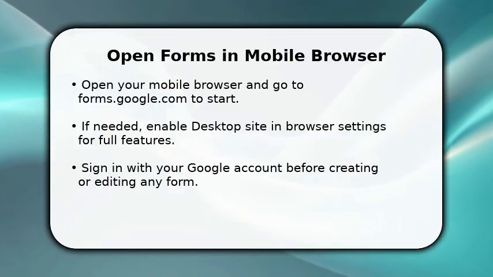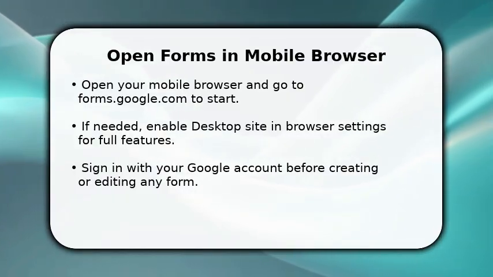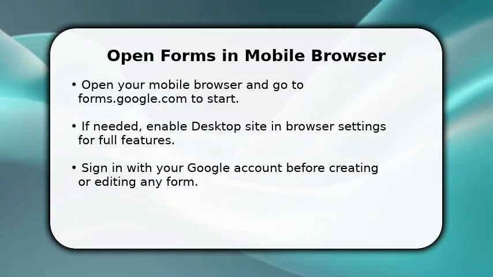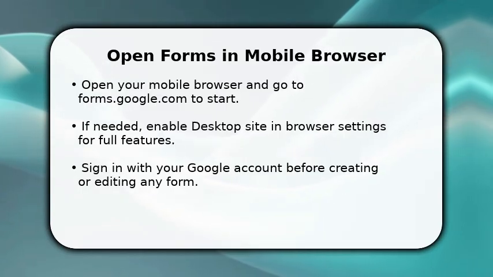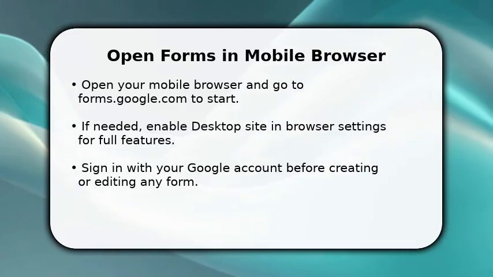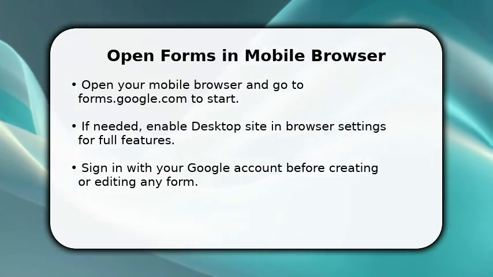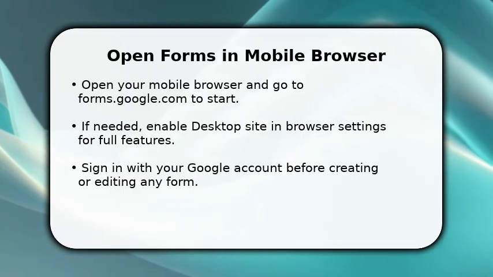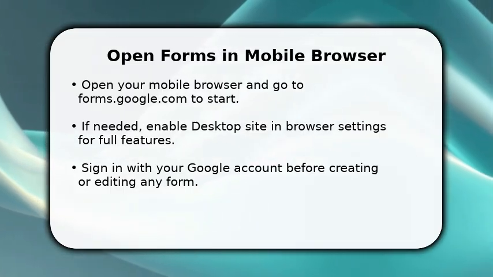Open your mobile browser to Forms.Google.com to start creating a form. Sign in with your Google account so your form saves to Drive. If the page looks limited, open Browser Settings and enable Desktop Site. Enabling Desktop Site shows the full editor toolbar and section controls.